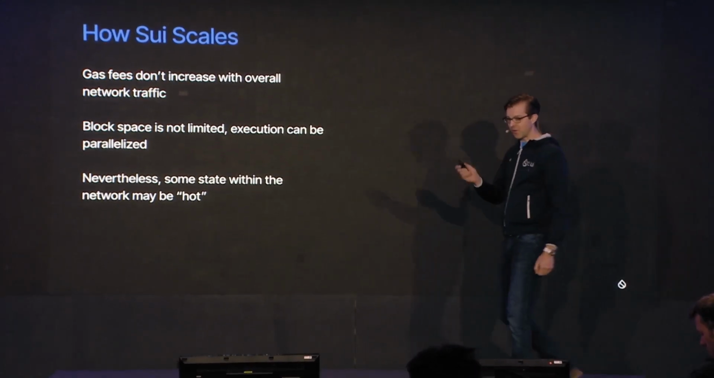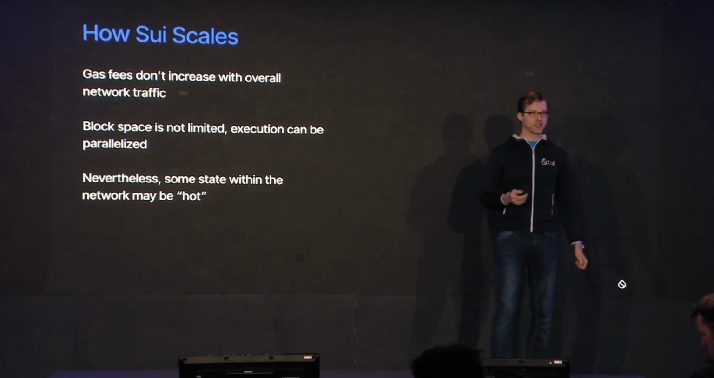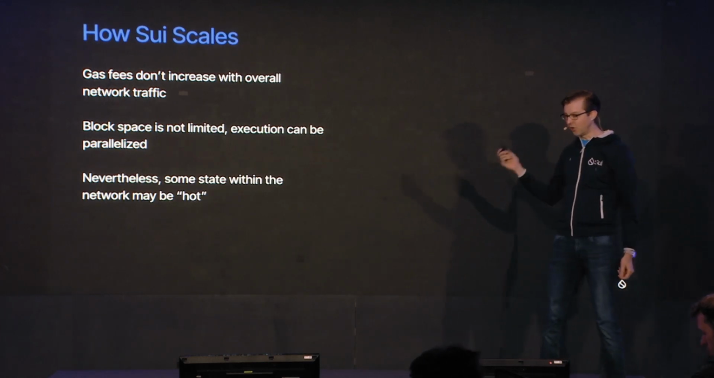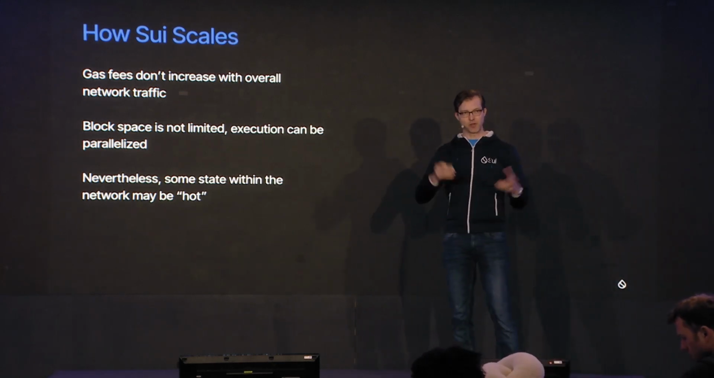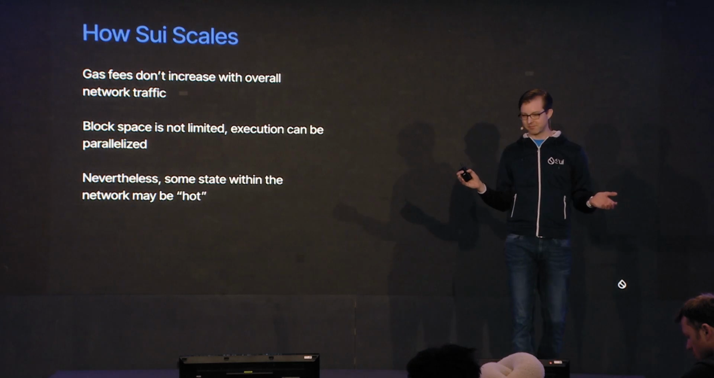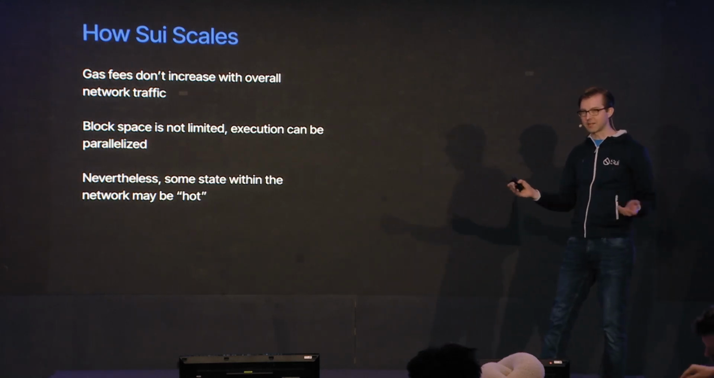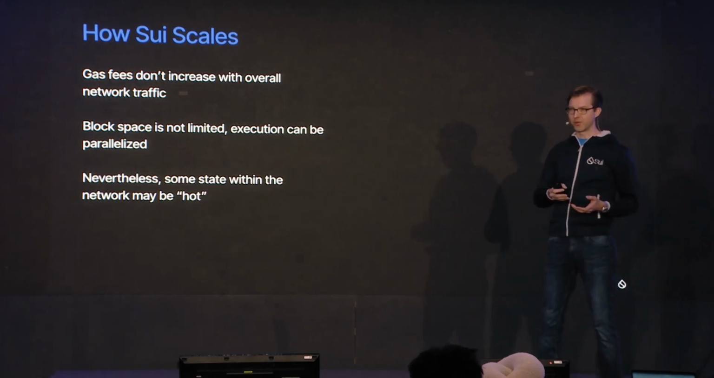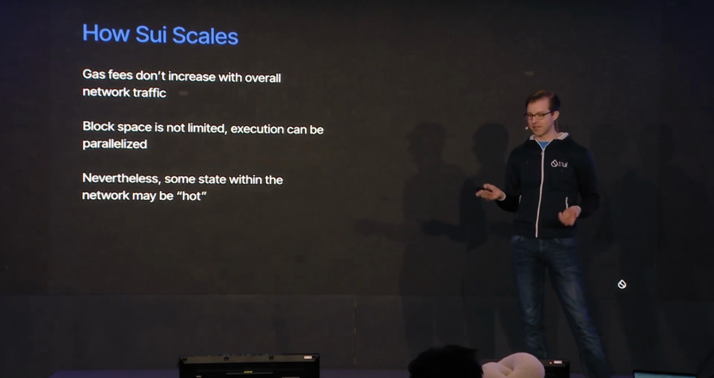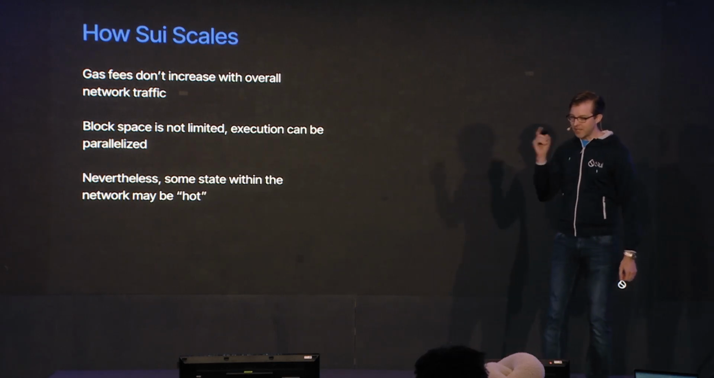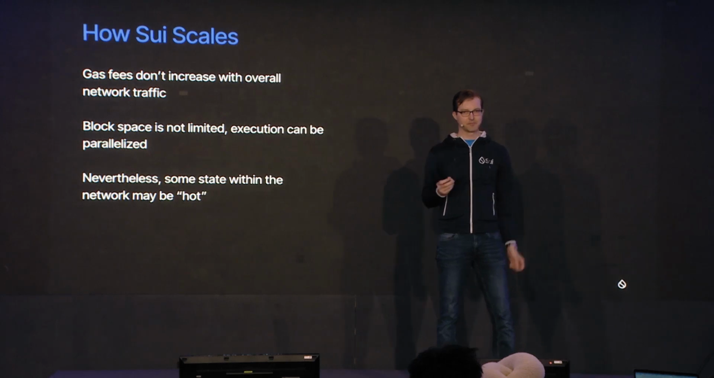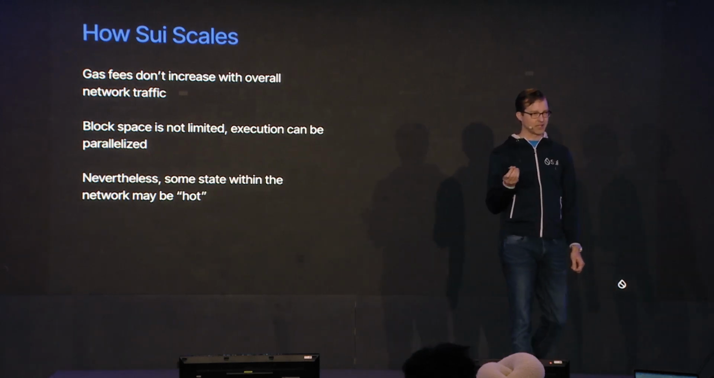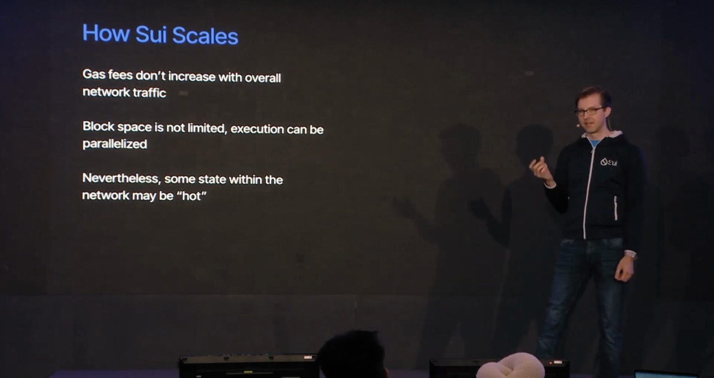So I want to start off with just talking about how Sui scales in general. Our goal with Sui is we want to have a network where our gas fees are not increasing as network traffic goes up. No gas wars on Sui. We don't have a limit on block space. The protocol can expand to any number of transactions as long as we have enough CPUs to execute them. But no matter what we do, there might be some state inside the network that's going to be hot.